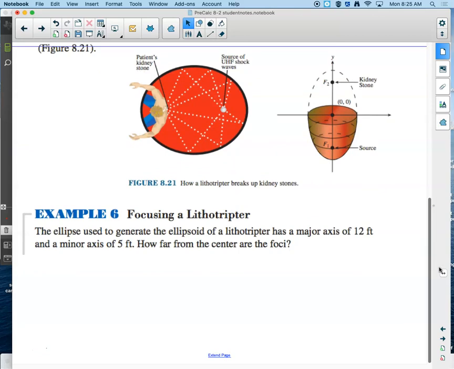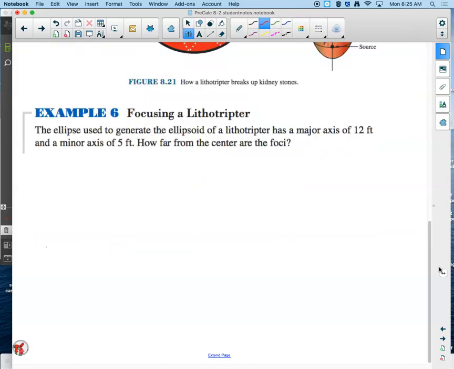We're going to focus a lithotripter. The ellipse used to generate the ellipsoid of a lithotripter has a major axis of 12 feet and a minor axis of 5 feet. How far from the center are the foci? So, let's see what we know. Well, if the major axis is 12, what does that mean our A value is? 6. And if the minor axis is 5, what does that mean for B? 2.5. Half of it, major axis, minor axis, you break them in half to find A and B.